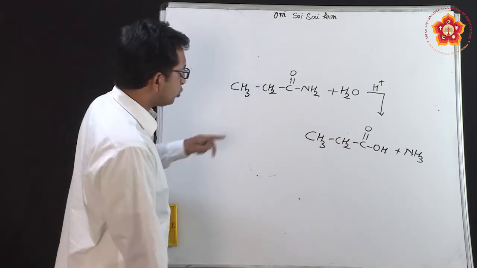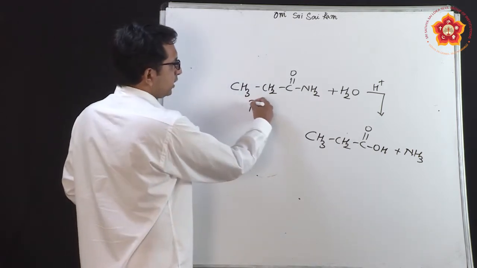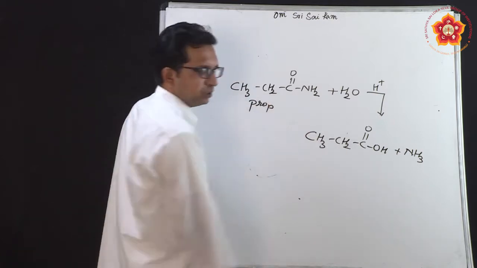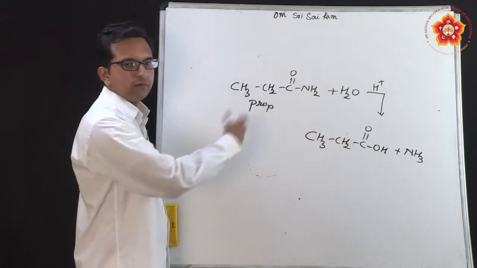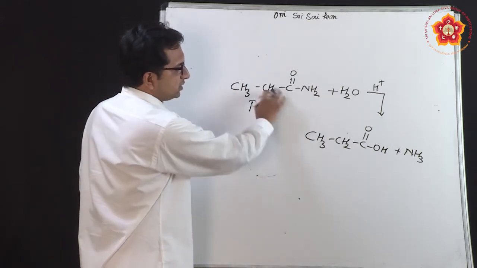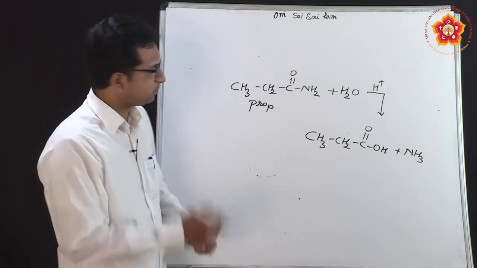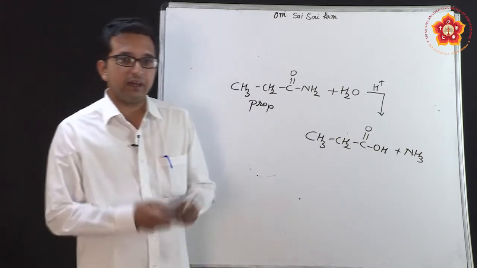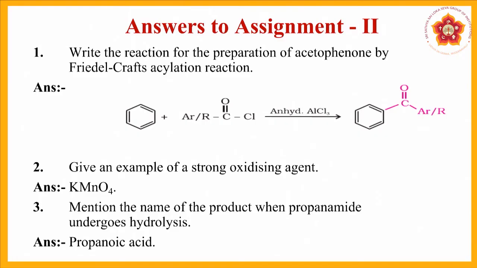So, important thing to understand here is that if we take a prop system here, propanamide, then we get propanoic acid. Suppose if we take ethanamide, we get ethanoic acid. So, the same carbon system retains in this type of reactions. So, these were various questions that we happened to study in the earlier class.